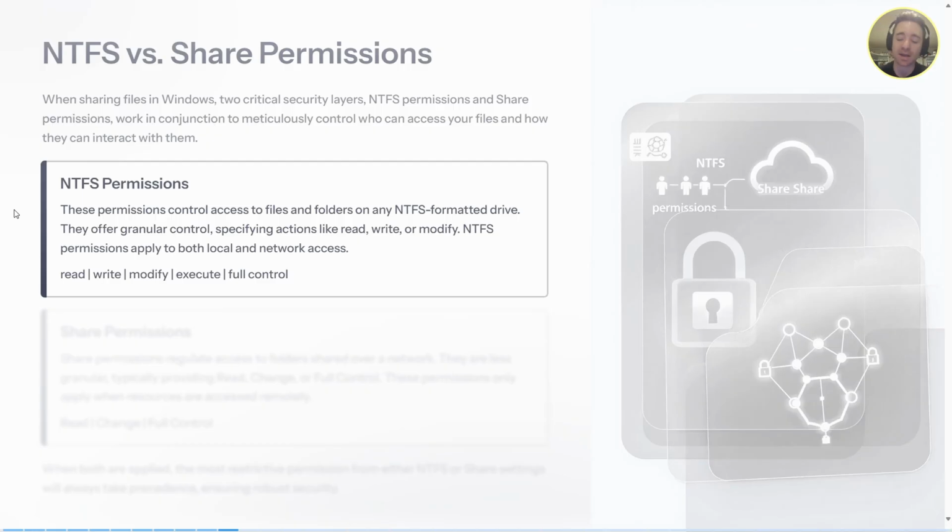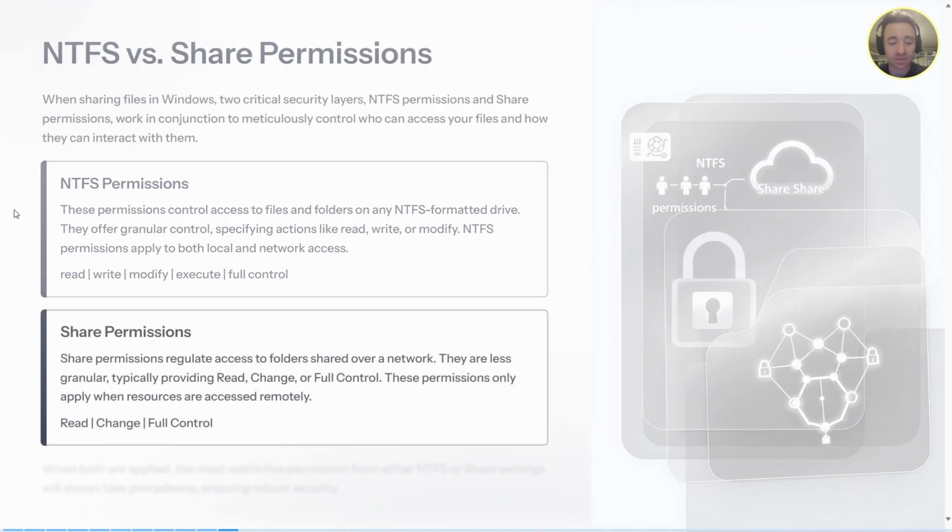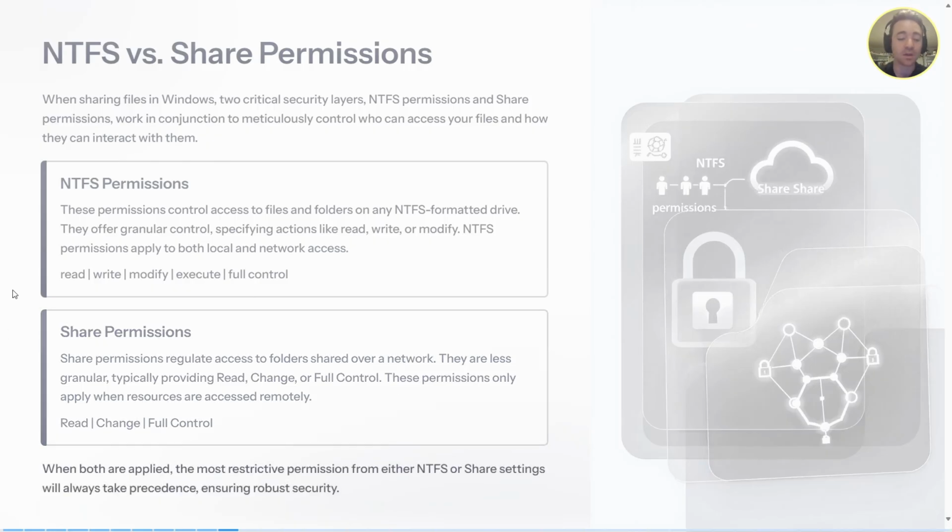All right. And then we've got share permissions, which regulate access to folders shared over a network. They're less granular. You don't have as much specific control, and they typically give you read, change, or full control, one of those three. These permissions only apply when resources are accessed remotely or over the network. When they are both applied, and here's the key, the most strict security protocol will take precedence.